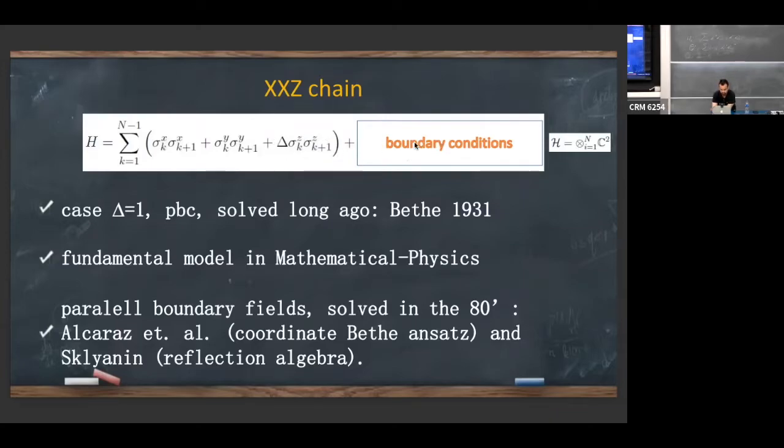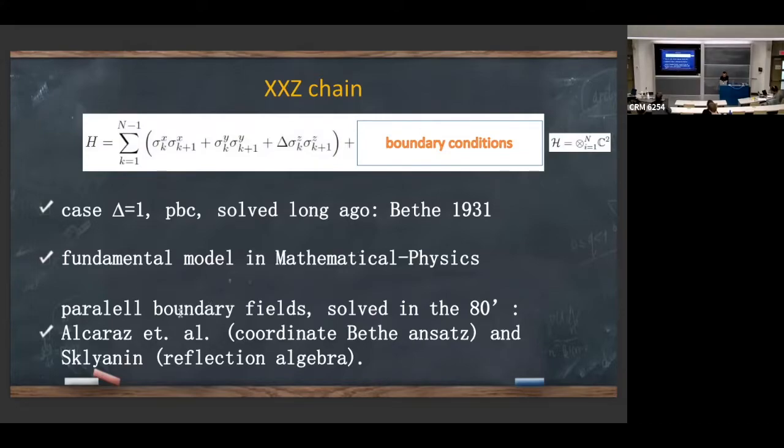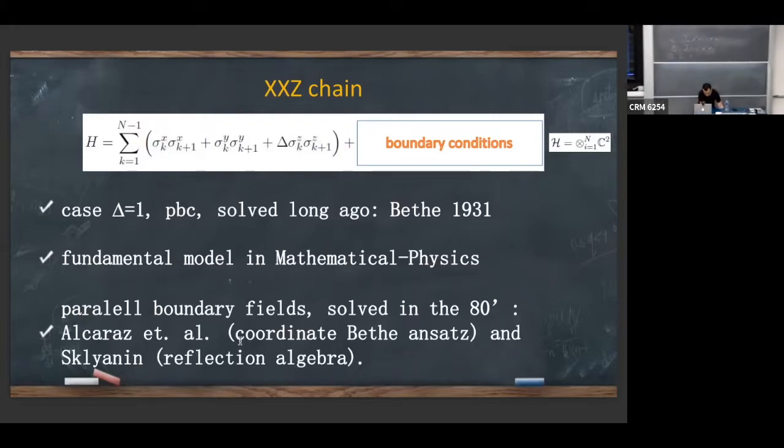And if we add some boundary conditions, then the solution changes a bit, and it was only solved in the 80s. First, in the case of parallel boundary fields by Alcaraz and others using the coordinate Bethe ansatz, and then by Sklyanin using the reflection algebra. That is the technique that we are going to use here.